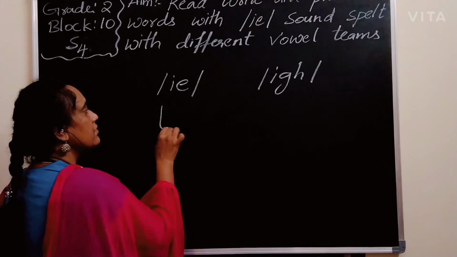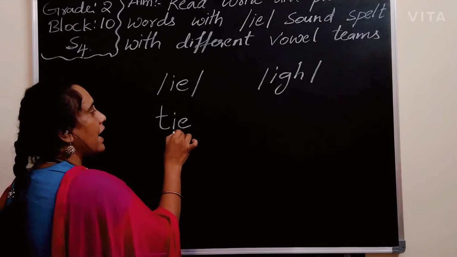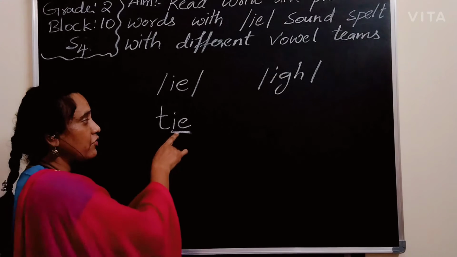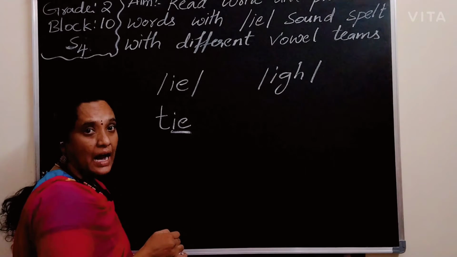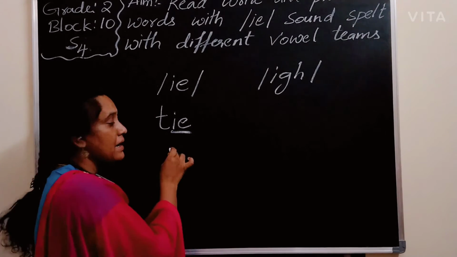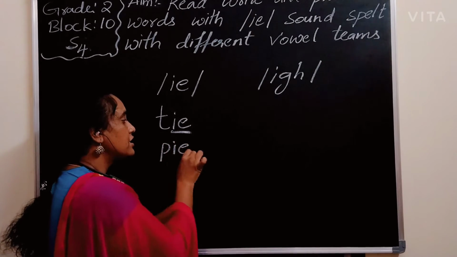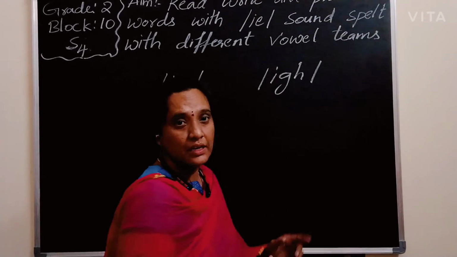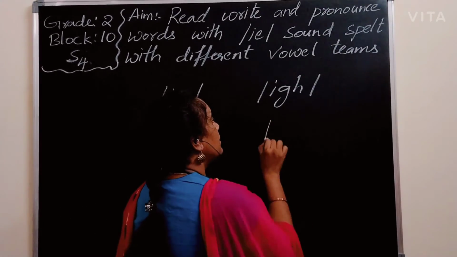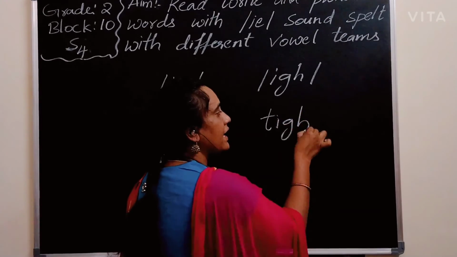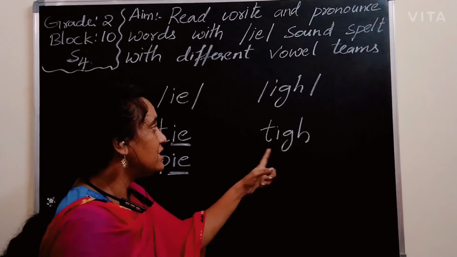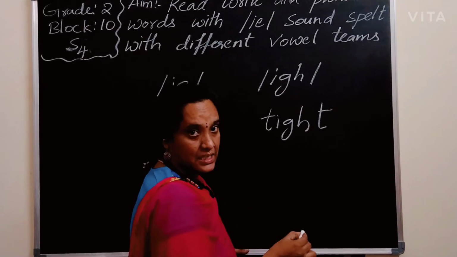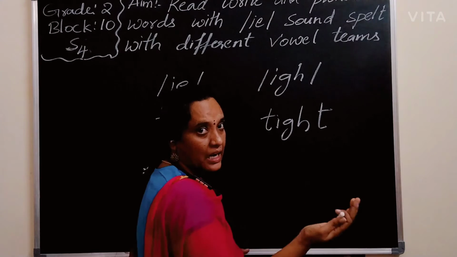So, tie. Here we can see it is giving the I sound. Are we getting the E sound? No, we are getting only the I sound. Tie. Pie. You can see here the I sound. Okay. Now what are the words with IGH? Tie. So IGH is tie. If I use T, it becomes tight. The last sound is t.